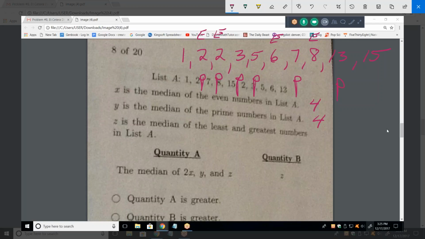Okay, and Z is the median of the least and greatest numbers in the list. Well, there's the least, there's the greatest. What's the median? They're always even numbers, aren't they? So 1, 2. Add the 2 and divide by 2. The easy way to get all of these 3 answers is to add the 2 numbers and divide by 2. In other words, 2 plus 6 divided by 2 is 4. 3 plus 5 divided by 2 is 4. 1 plus 15 is 16. Divided by 2 is 8.